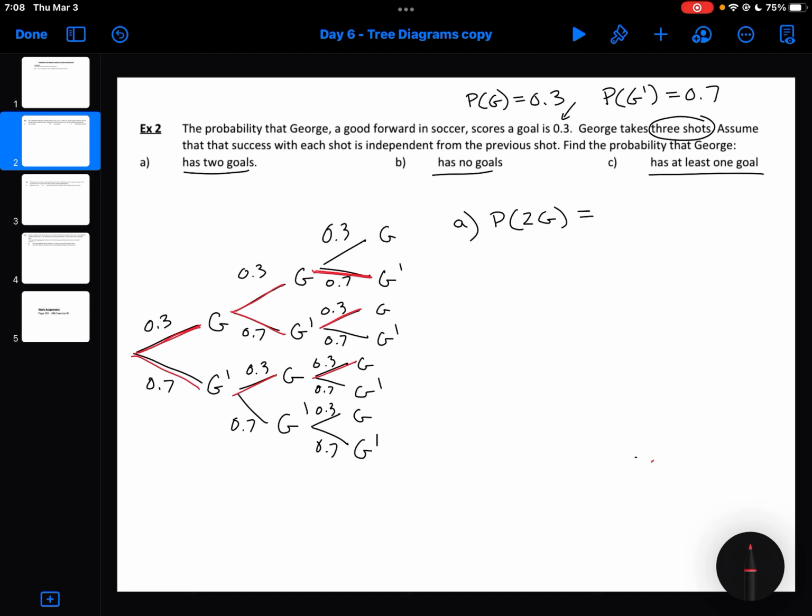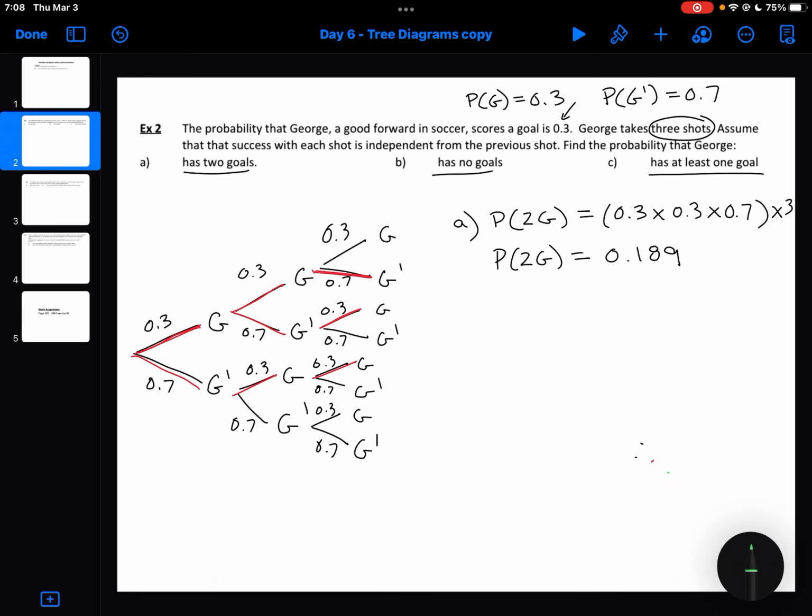So in order to look at that, I'm going to take the probability along the pathway and then multiply by the number of similar pathways. So the probability that he gets a goal is 0.3 times 0.3 times 0.7, which is the no goal. And I know from my tree diagram that there are 3 possible ways to do that. Multiplying those together is going to give me the probability that he gets 2 goals, which is 0.189.